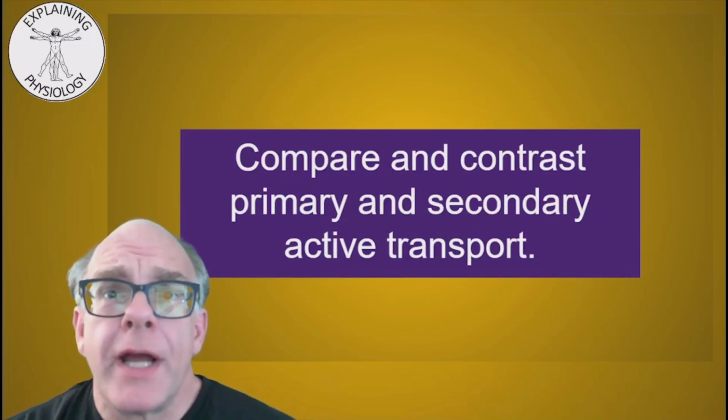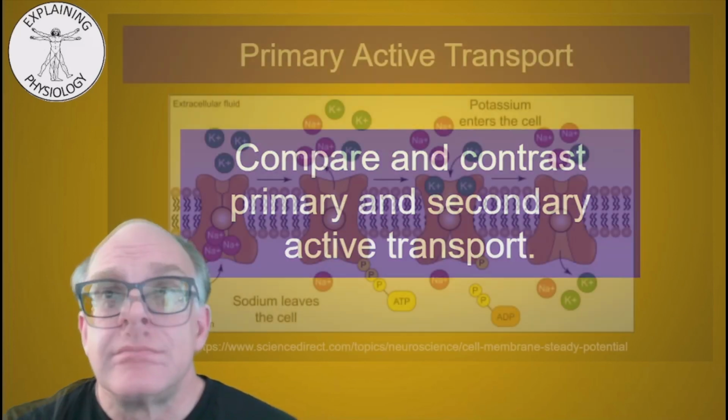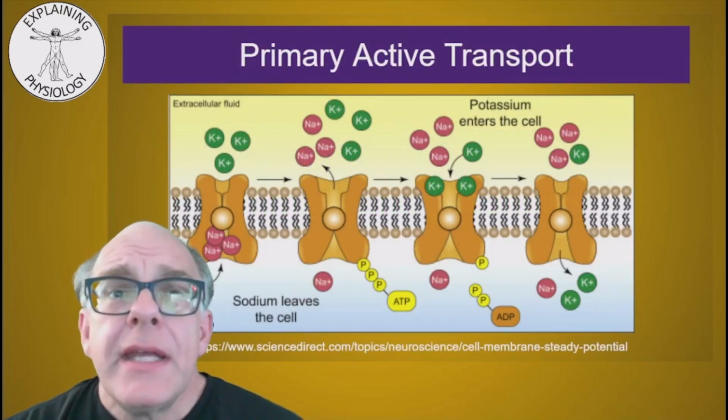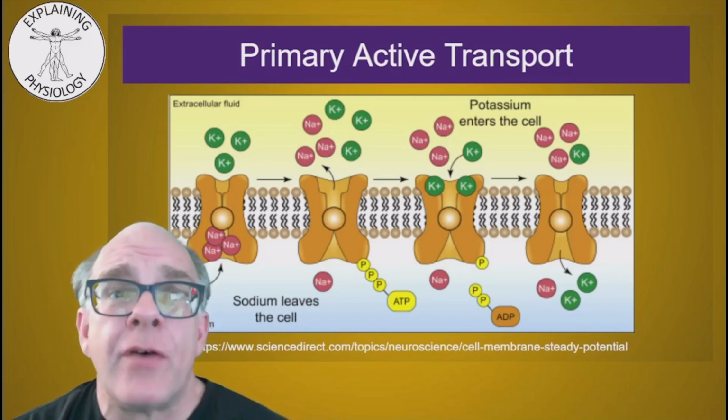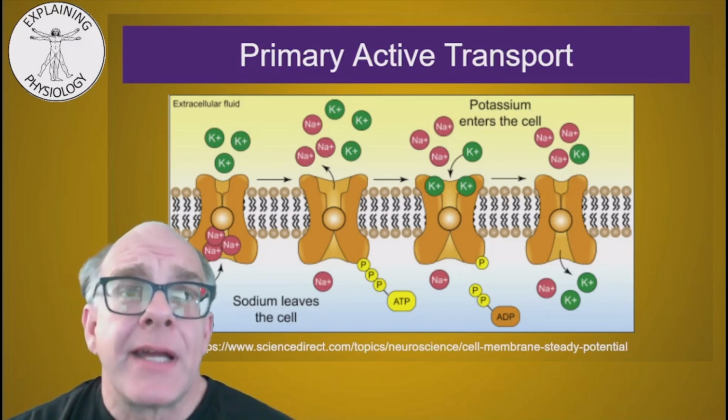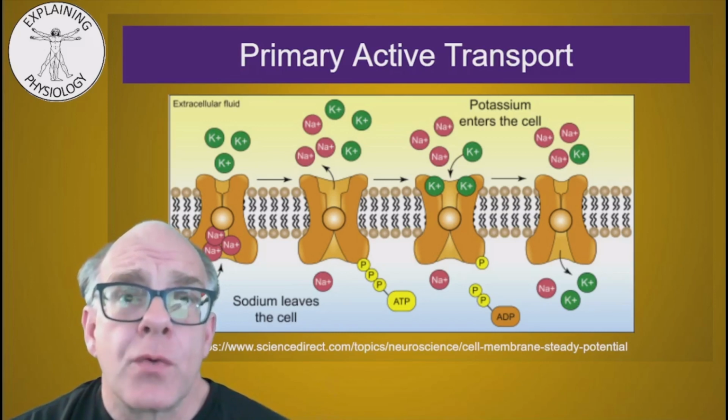Compare and contrast primary and secondary active transport. In contrast with passive transport, in which materials are moving down their concentration gradient, the driving force for the movement of materials across the membrane is the concentration difference across the inside versus the outside of the cell, and that's going to allow for passive transport.